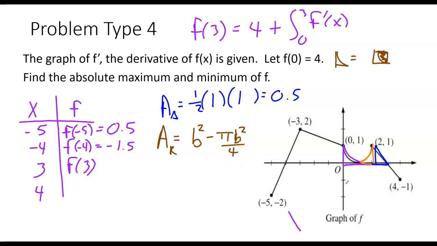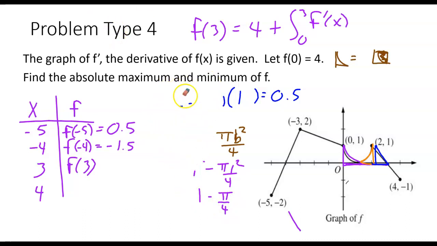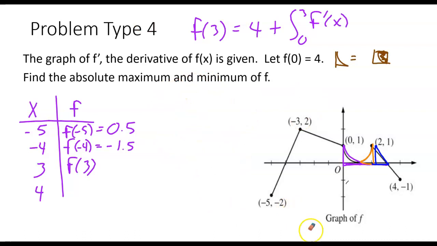Okay, so for this particular one here, the purple one, the base of this ramp is 1. So it's 1 squared minus pi 1 squared over 4, which is 1 minus pi over 4. Just the pi there. And the other ramp, the orange one, is actually the same. So we found all of our little areas there.